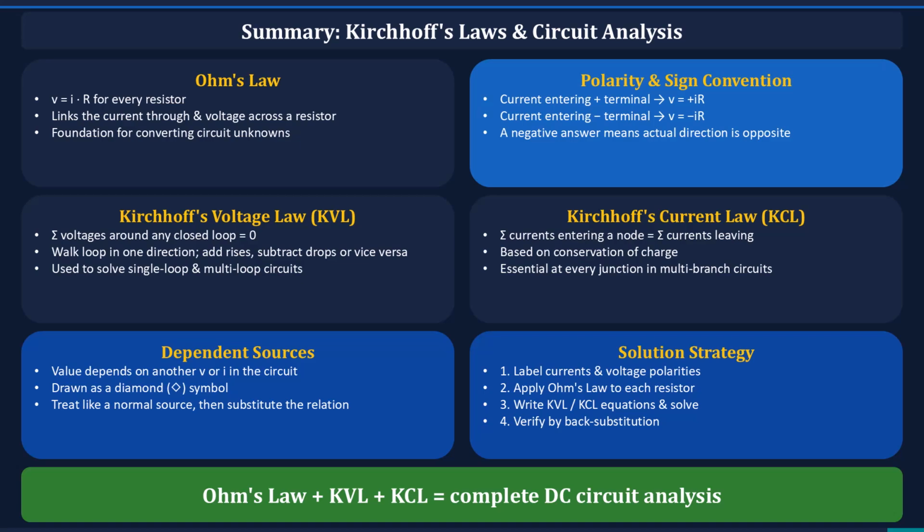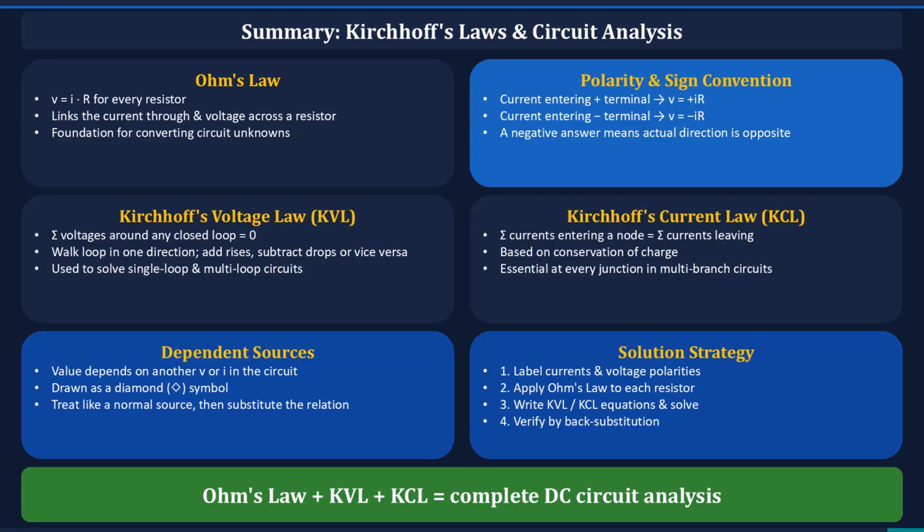Let's tie it together. First, Ohm's law, V equals I times R, is what connects current and voltage at every resistor. It's how we convert between the two unknowns in any branch. Second, the polarity convention. When current enters the positive terminal of a resistor, the voltage across it is plus IR. If it enters the negative terminal, it's minus IR. And remember, if you solve and get a negative number, that just means the actual direction is opposite to what you assumed. The math still works.